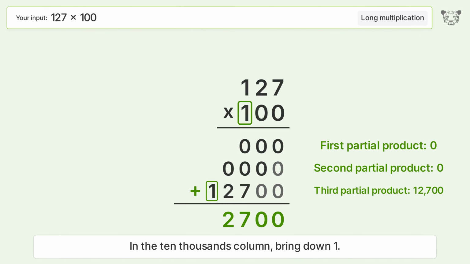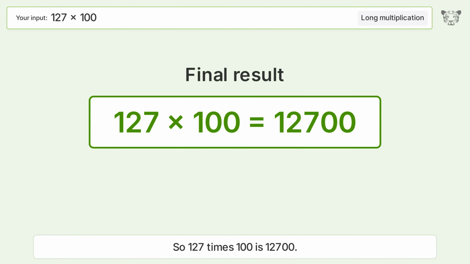In the 10,000s column, bring down 1. The product of the whole numbers is 12,700. So 127 times 100 is 12,700.